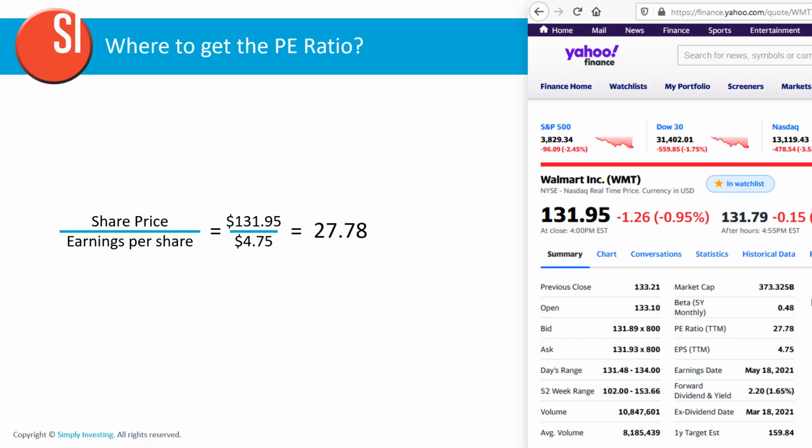The good news is that you don't have to calculate the PE ratio yourself. Again, if we go to Yahoo Finance, you can take a look at the site here. The PE ratio is listed as 27.78. So you can very quickly get the PE ratio for any stock that you're looking at.